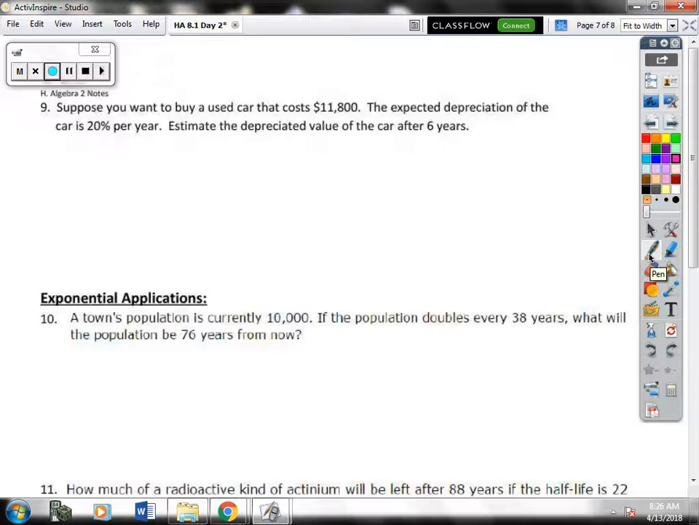Suppose that you want to buy a used car that costs $11,800. So this is your initial cost, which is our A. The expected depreciation of the car is 20%. So you need to infer that that's a negative 0.2. As soon as you see the word depreciate or decrease, you have to insert the negative. Estimate the depreciated value of the car after 6 years.